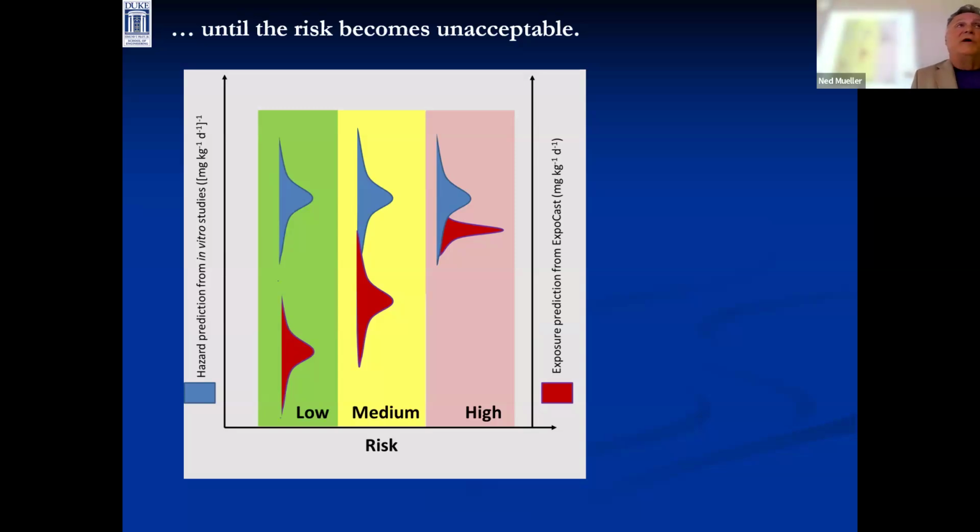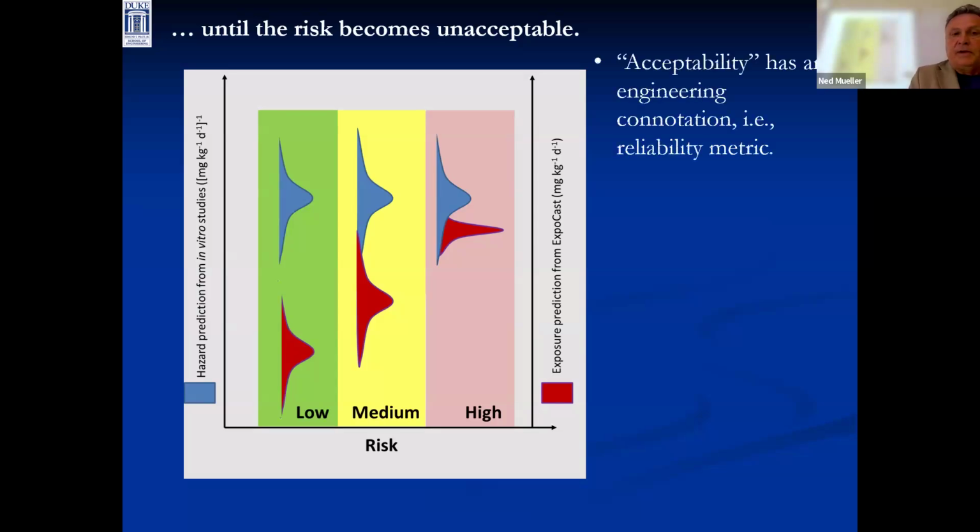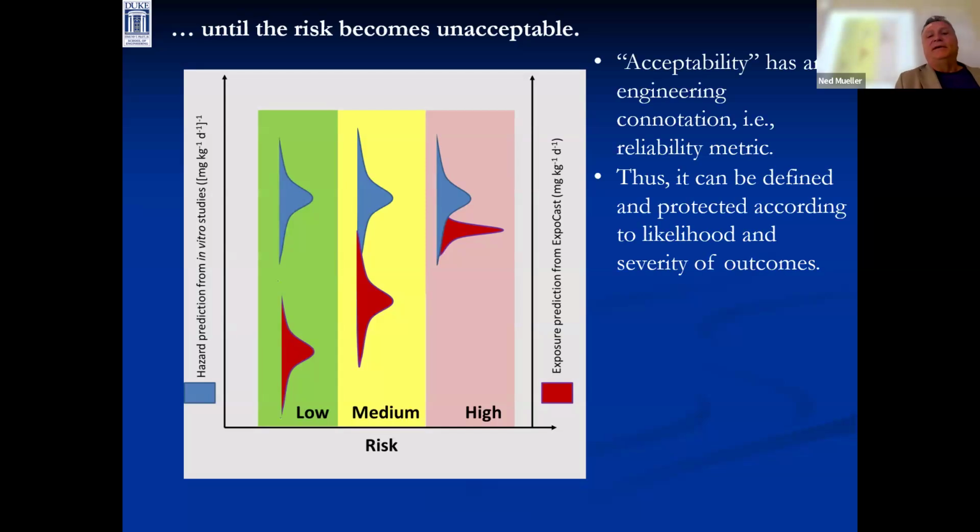I need to move that red, or I can make it less toxic, but that's often very difficult unless you actually don't use that chemical anymore. So I have to work on exposure. So I want to move that red chart back to the left side. Acceptability in this case is an engineering connotation that gives us reliability. For me to have a reliable exposure risk reduction strategy, I have to do something to lower that exposure. So I can label it.